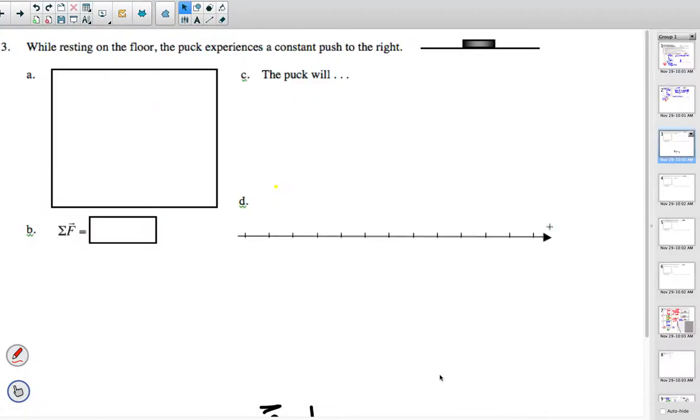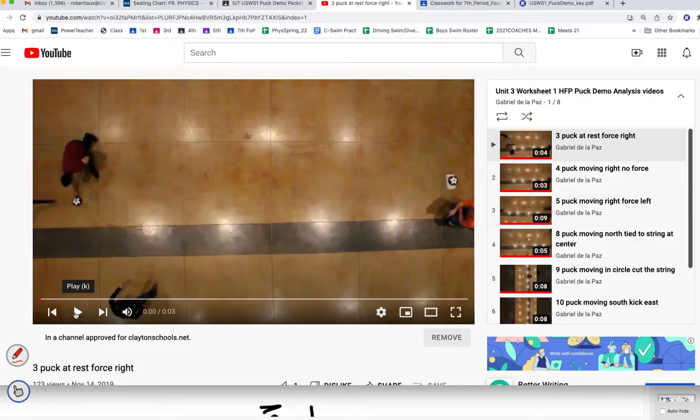Folks, so we're going to take a look at number 3 from the puck packet. It says, while resting on the floor, the puck experiences a constant push to the right. But I thought we could take a quick look at the video that supports this one, which looks like this.